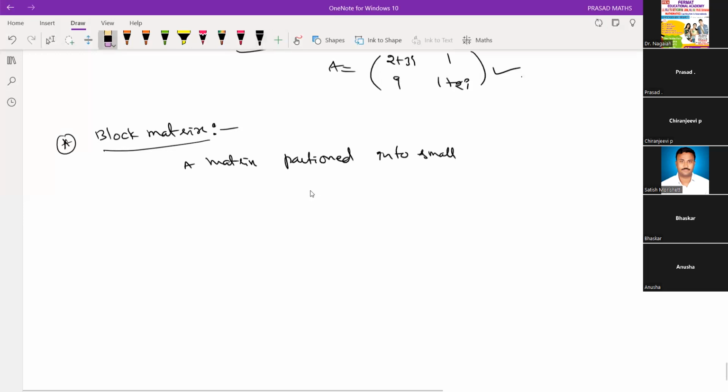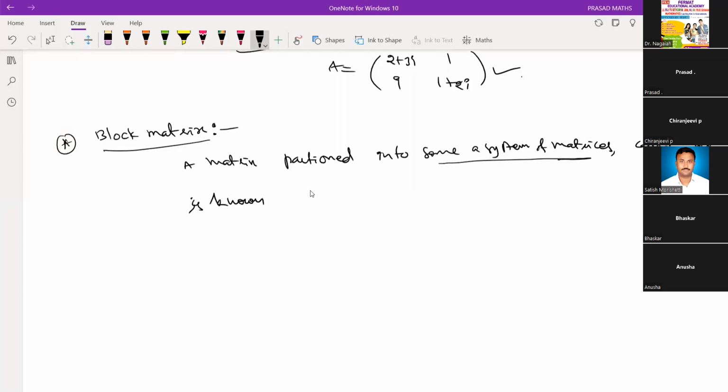We need to write a system of matrices. Each matrix is called a block. Understand? Some system of matrices. Each matrix is nothing but a block. The original matrix is known as a block matrix.